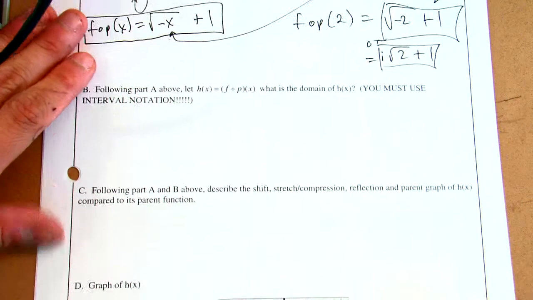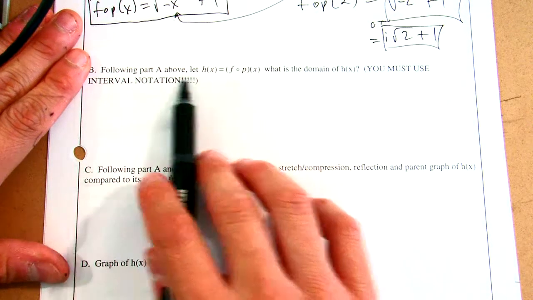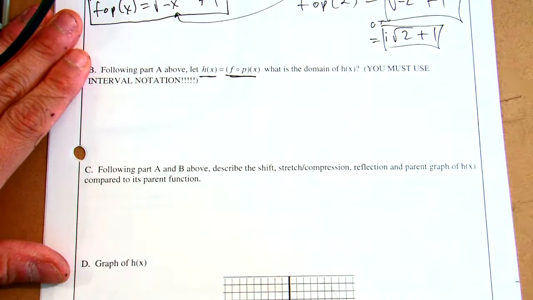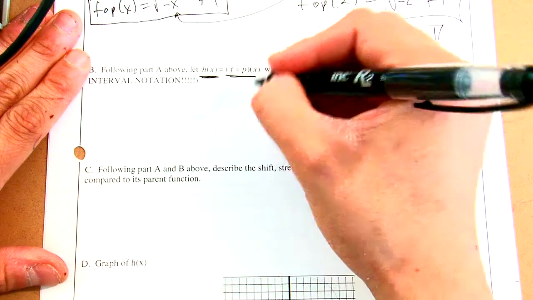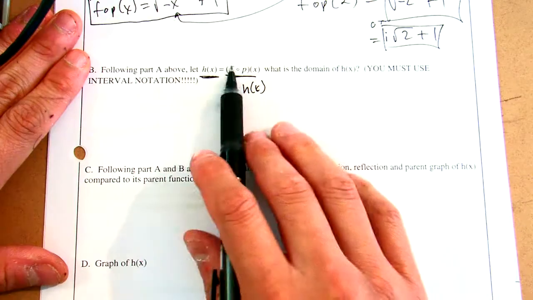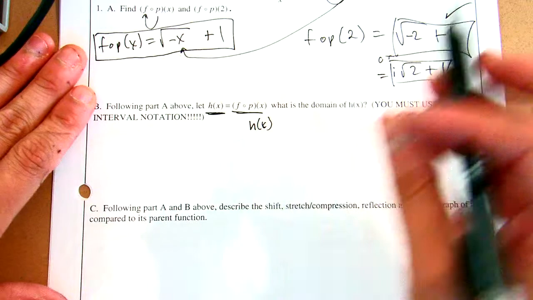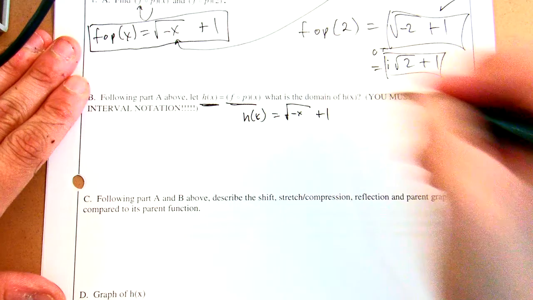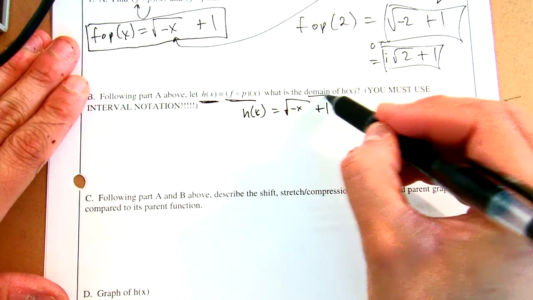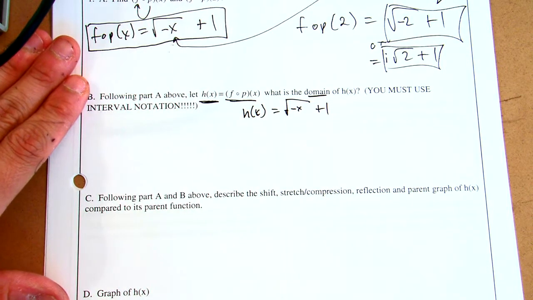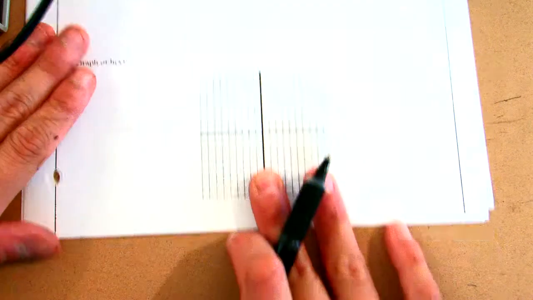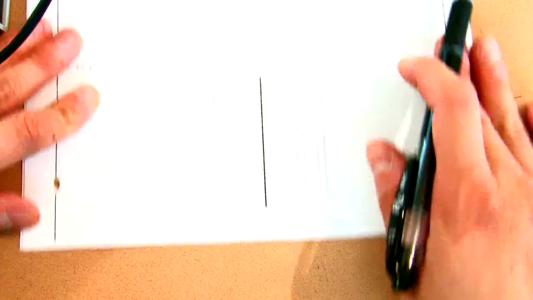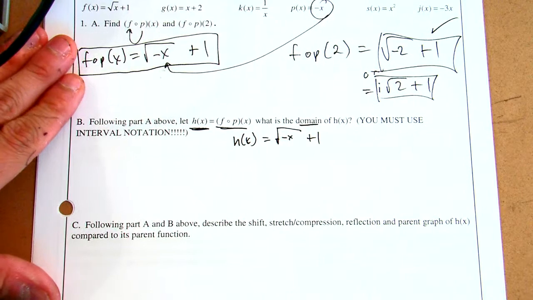Next, you want to find the domain. Here, this might throw you off. It says let h of x equal f of p of x. Basically, h of x is just what f of p of x is, i.e. it's what you have here. So you have this function, and now you have to find the domain. You have a couple of options here. You can either first graph this out and then find the domain from there, or you can follow the domain rules here.